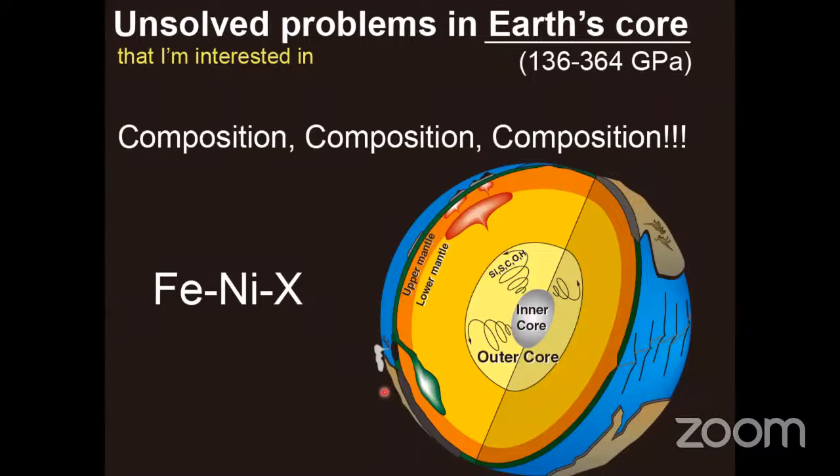Okay, so there are lots of unsolved mysteries or problems regarding Earth's core. And many of them are somehow related to the composition. So the biggest problem to me is its chemical composition, the bulk composition. So from meteorites and seismic data, we are sure that the Earth's core is mainly composed of iron alloy plus few % of nickel. But there must be something else. This X is today's focus.